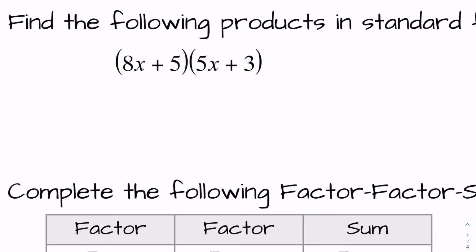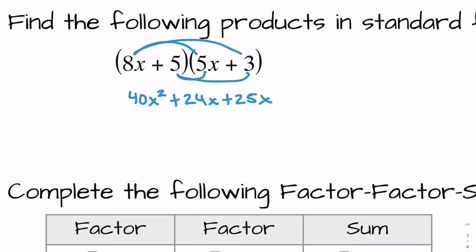Walk you through the warm-up. So in the first one, we are just going to use the distributive property. So 8 times 5 is 40, and x times x is x squared. Then we have 8x times 3, which is 24x. We have 5 times 5 is 25x, and 5 times 3 is 15. And we're going to combine everything that we can. So our like terms here are 24x and 25x, which is 49x.